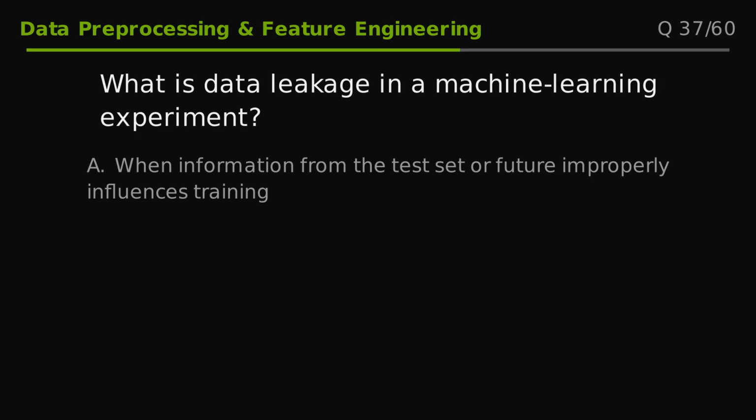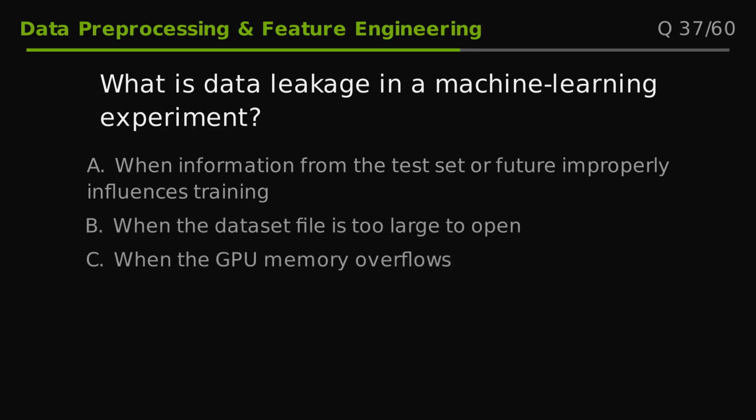Option A. When information from the test set or future improperly influences training. Option B. When the dataset file is too large to open. Option C. When the memory overflows. Option D. When the model is deployed.